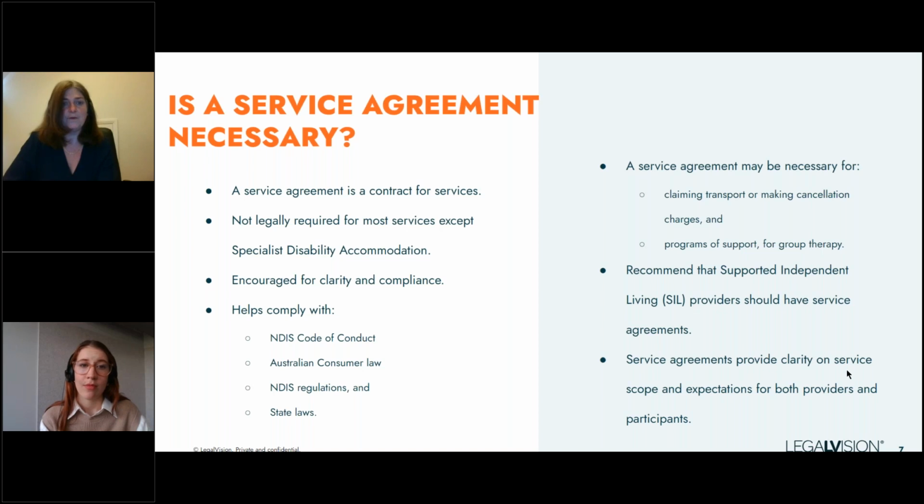Just as in a nutshell, we basically recommend that at all times, all service providers have a service agreement in place, and that the agreement is entered into prior to starting to deliver the services. Steph will now touch on what should be included in a service agreement.